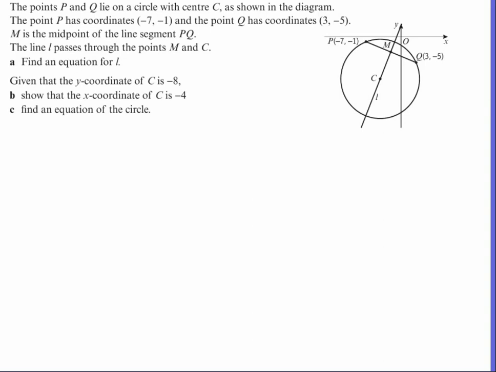Now the first two sentences just tell us what we can already see, but then this is where it starts to get important here. So M is the midpoint. Okay, so that tells me a lot about this line segment. It's a midpoint. And you can see that this line here that they're calling L, which is what we have to find the equation for, actually passes through this midpoint.